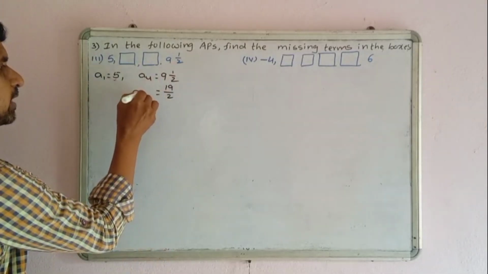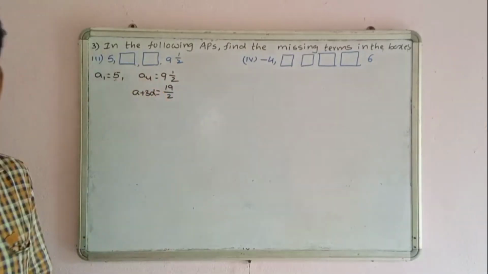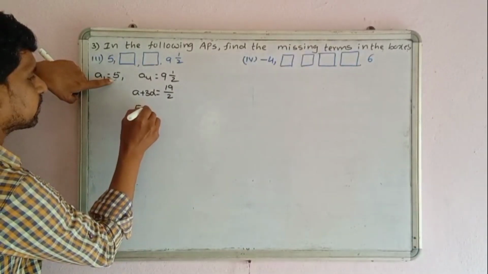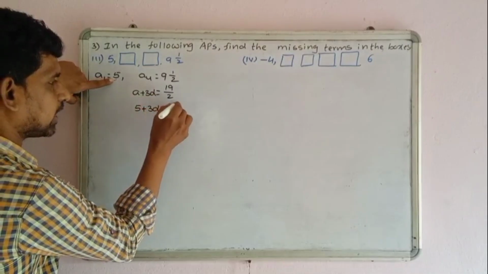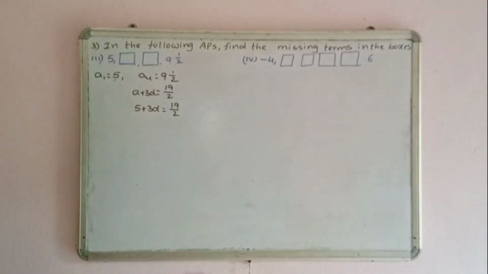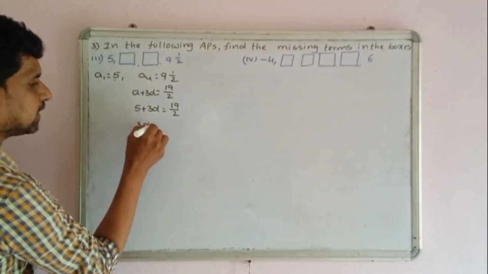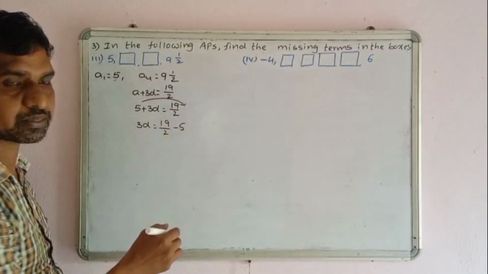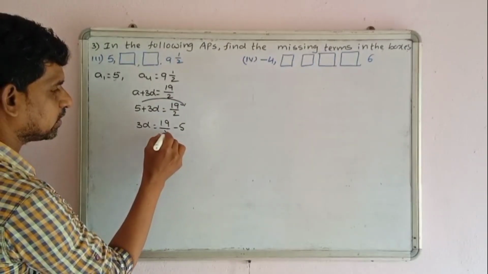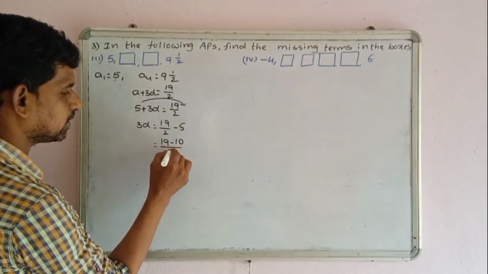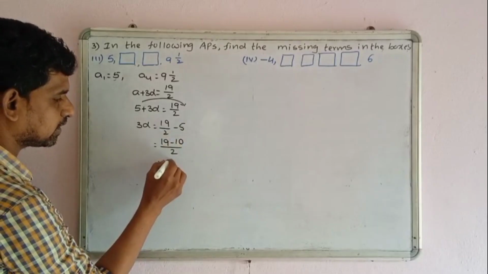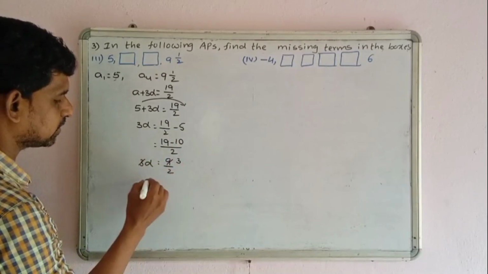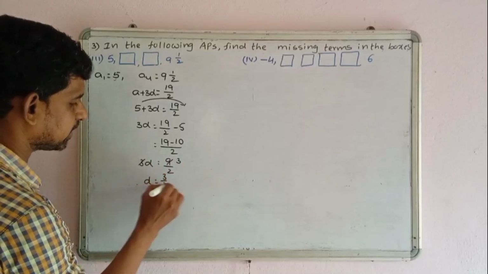So A4 is nothing but A plus 3D. A plus 3D equals 19 by 2. The value of A is 5. 5 plus 3D equals 19 by 2. So 3D equals 19 by 2, 5 transposed to the right side, minus 5. So that equals 19, 2 5s are 10, by 2. 19 minus 10 is 9 by 2. What is this? 3D, so D 3 times. Therefore D equals 3 by 2.